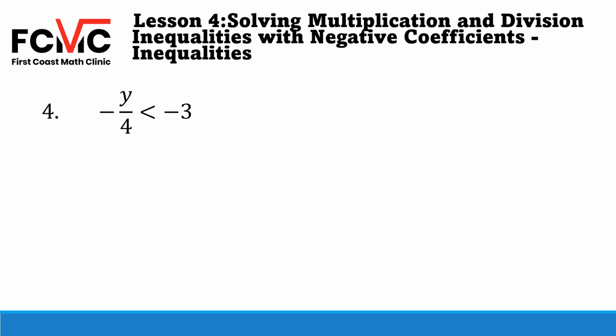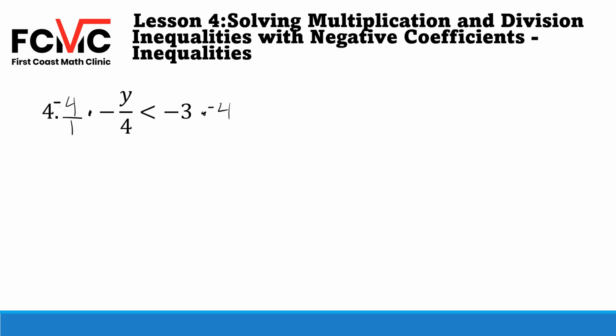So for our last example, number 4, we've got -y over 4 is less than -3. So I want to undo this division. To undo dividing by 4, I'm going to multiply by 4 and multiply by 4. But I have to account for this negative sign on the left side. I want to multiply by a -4 and a -4 because I want to cancel out these negatives. I know a negative times a negative is going to give us a positive, so I'm going to multiply by -4.